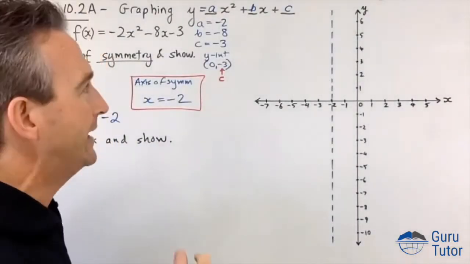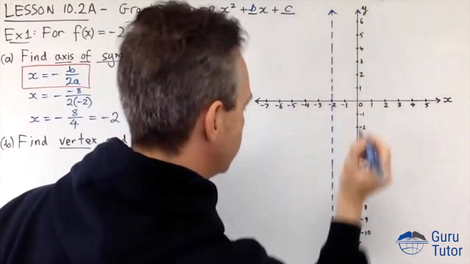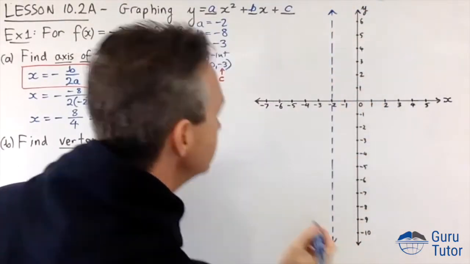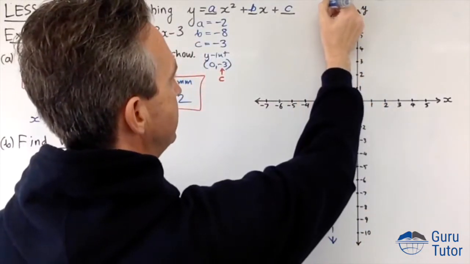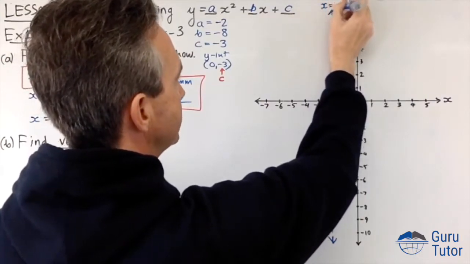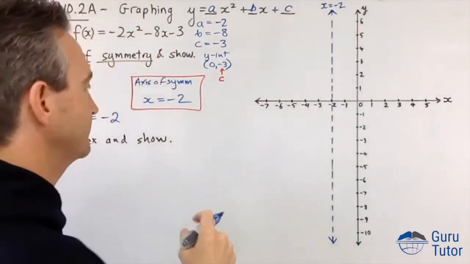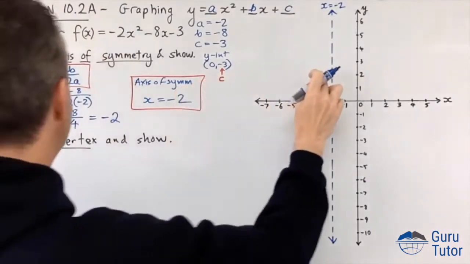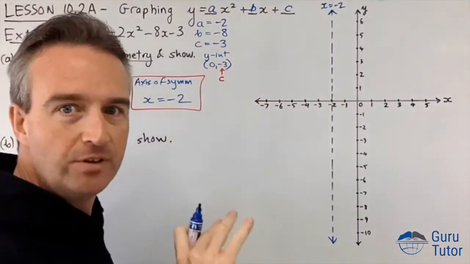Like so, and let's do our labeling. So I'm going to put arrows to signify that it keeps going up and it keeps going down. And let's put the equation next to it, x equals -2. So that is the axis of symmetry done. Okay, we've got the equation of it, and we showed it. Next thing is we're going to find the vertex.